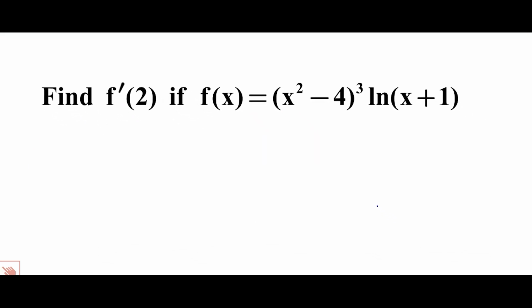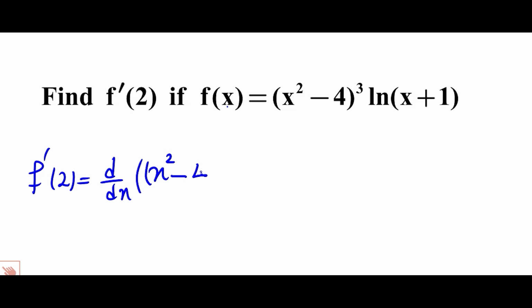Or find f prime of 2 if f of x is equal to x squared minus 4 cubed times ln of x plus 1. If x is equal to 2, then x squared minus 4 becomes 0. So that part is the only part we really need to differentiate, and we just plug in the value of x for the rest. So we have f prime of 2 is equal to the derivative of x squared minus 4 cubed times ln of 2 plus 1.